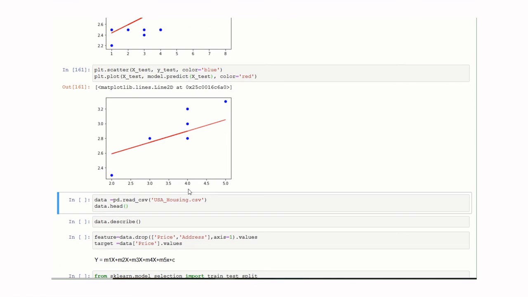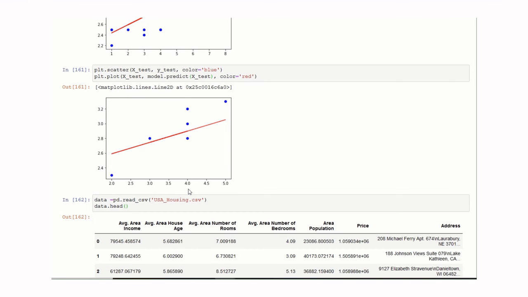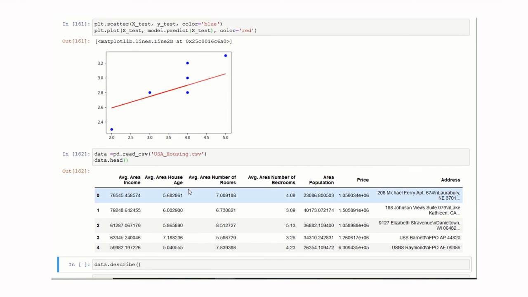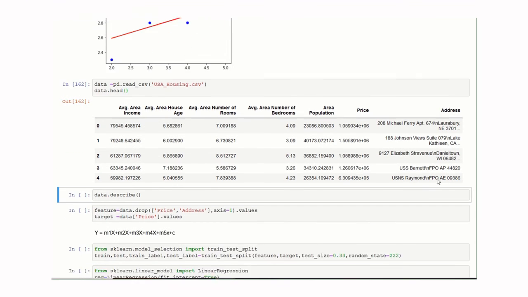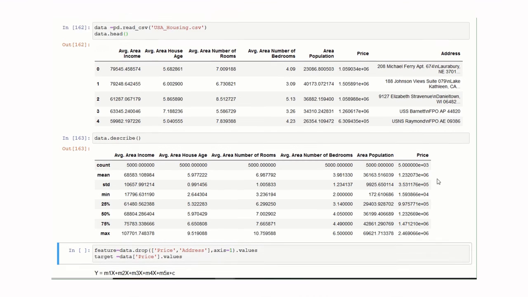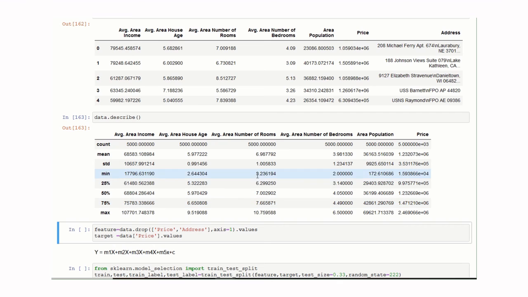Let's use a little bit more complex data set to predict the outcomes. Here I am using USA housing pricing dataset. This dataset has average area income, average area house age, average area number of rooms, average area number of bedrooms, area population, price, and the addresses. These are the properties of the dataset.